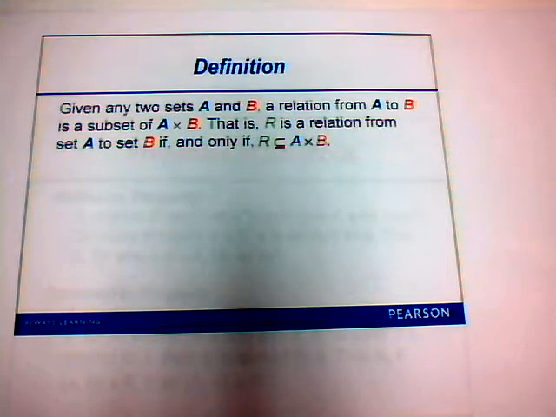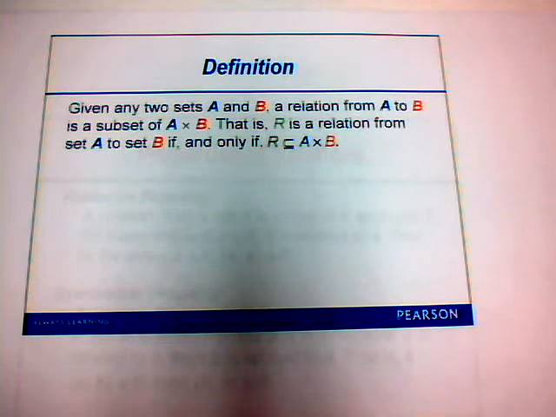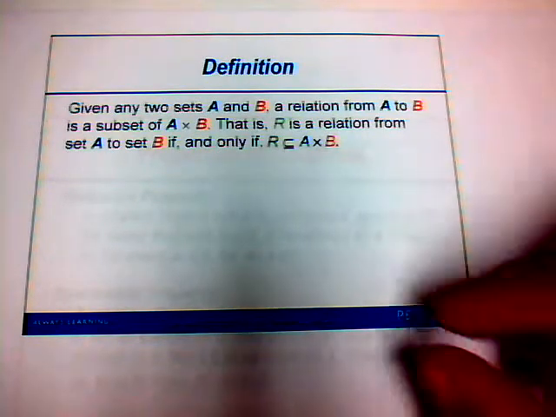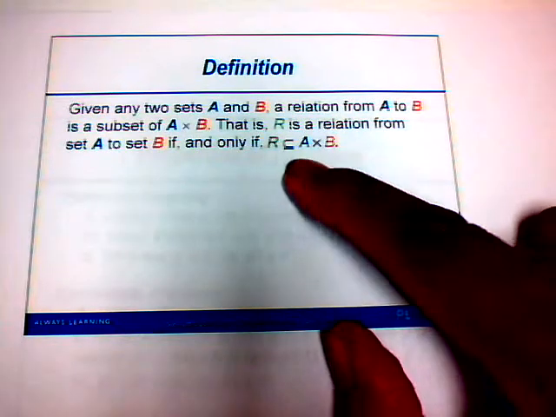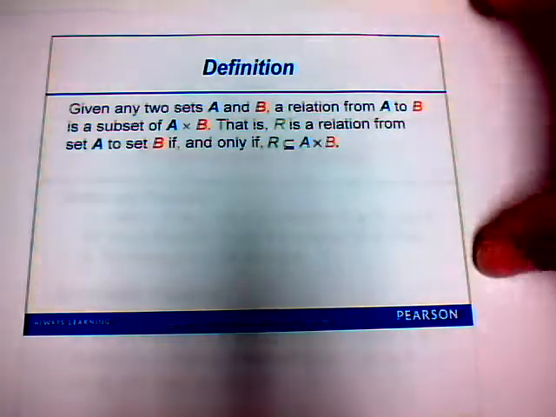Okay, given any two sets A and B, a relation from A to B is a subset of A cross B. That is, R is a relation from set A to set B if and only if R is a subset of A cross B.